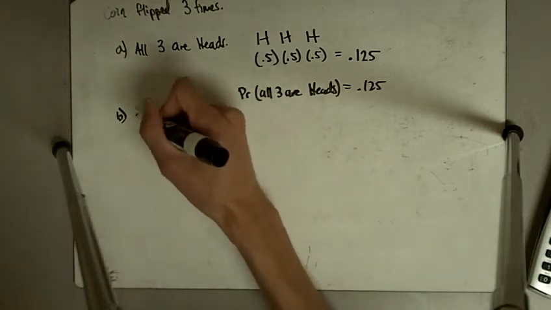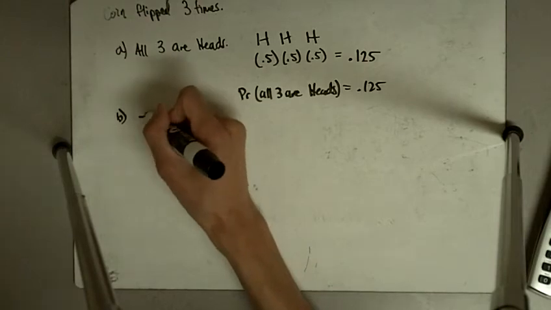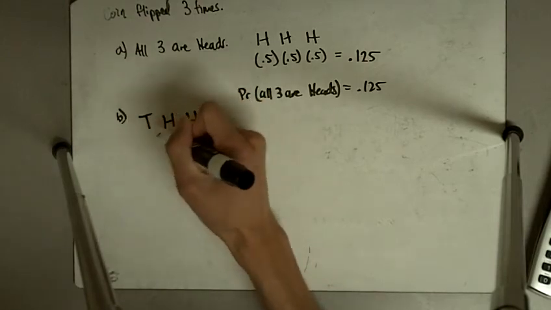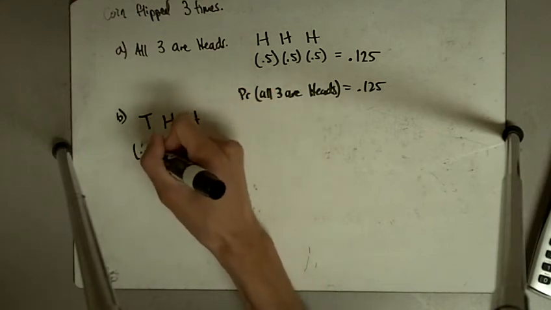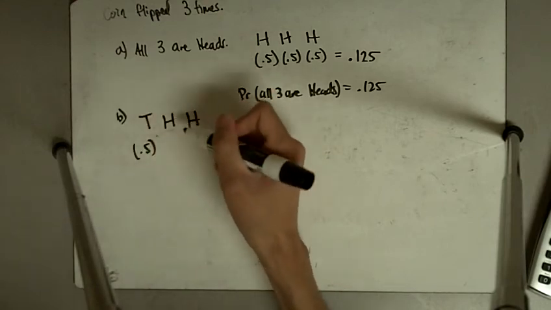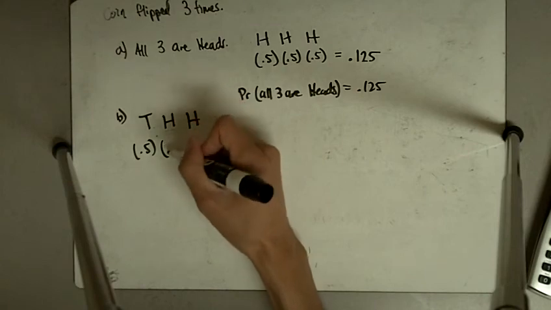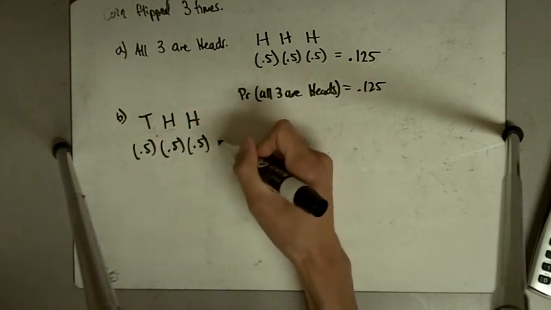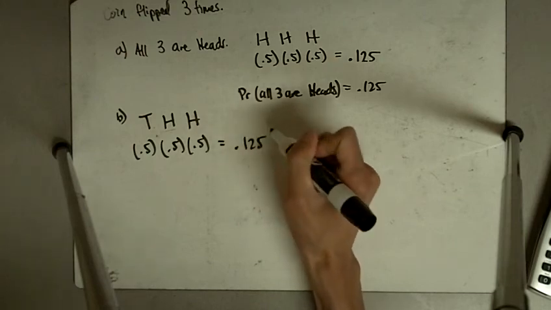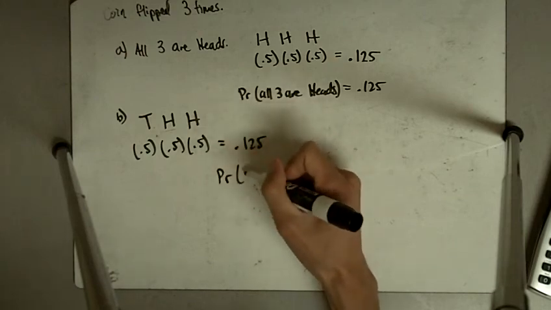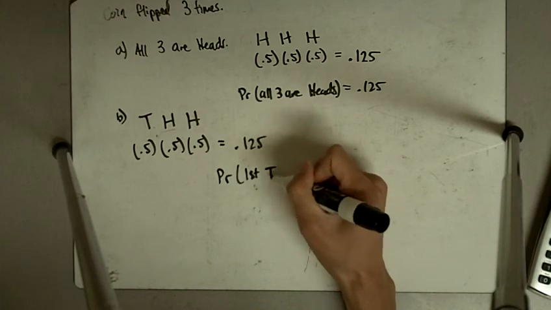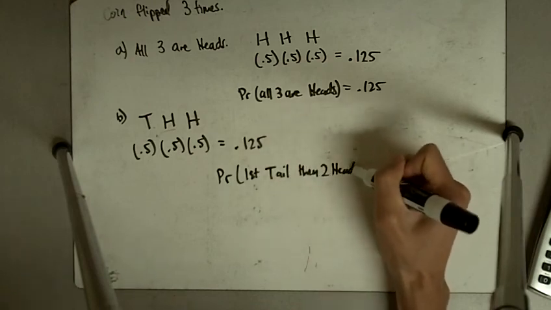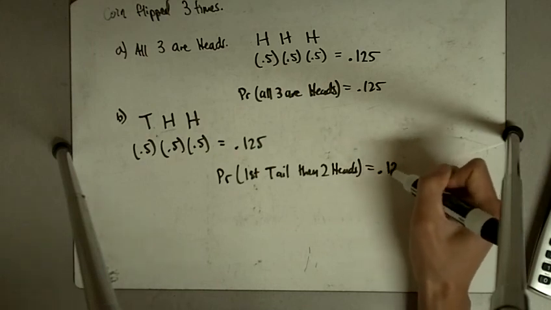And then the next one says, what's the theoretic probability that the first toss is tails and the next 2 are heads? So we want the first one to be tails, and then the next 2 to be heads. So our sequence is going to be tails, then heads, then heads. And again, the probability of the first one being tails is 0.5. The probability that the next one is heads is 0.5, and the probability that the third one is heads is 0.5. So this ends up being 0.125. So the probability of seeing first tail, then 2 heads, is also 0.125.